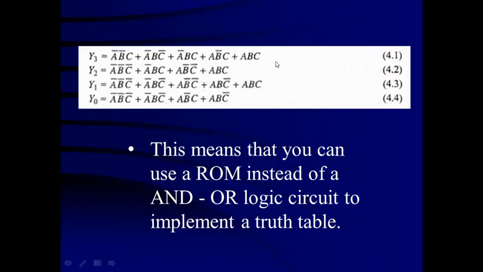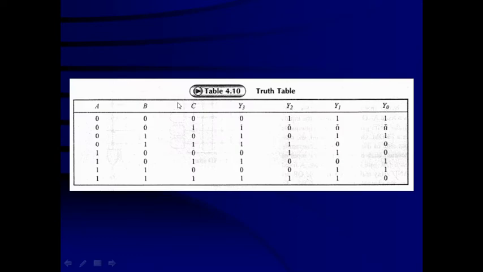And that is given here. These are the equations which we have developed. These equations are designated 4.1, 4.2, 4.3 and 4.4 corresponding to Y3, Y2, Y1, Y0. This means that you can use ROM instead of an AND OR network or NAND network to implement these sum of product equations, and the truth table is going to be implemented.